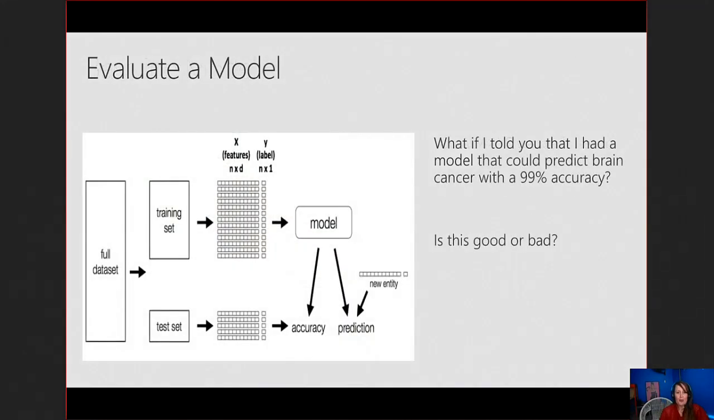All right. And so how do we know, once we've run through this whole process, we've gotten the data set, we've gotten our baseline of what they're doing today manually, we've split it into training, we've tested it, and we have a fairly high accuracy rate, whether that accuracy rate of our prediction is good or bad? If I told you that I had a model that could predict brain cancer with 99% accuracy, is that good or bad? Is that like a trick question?